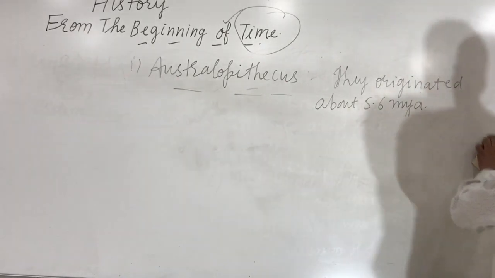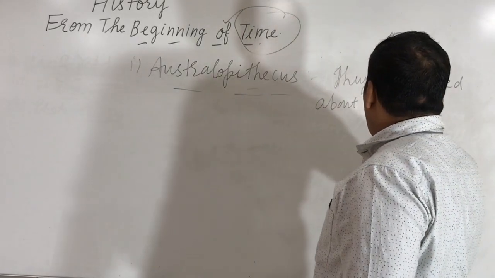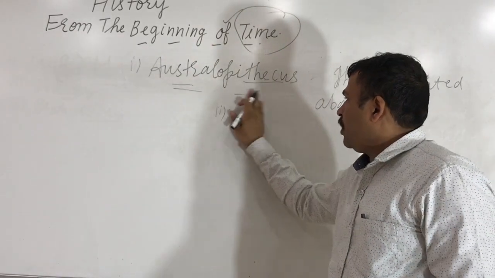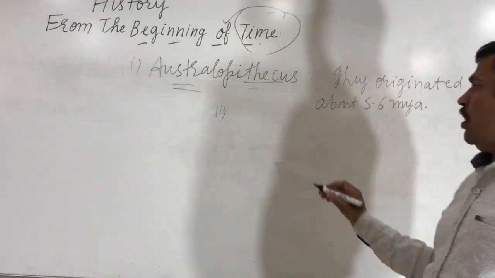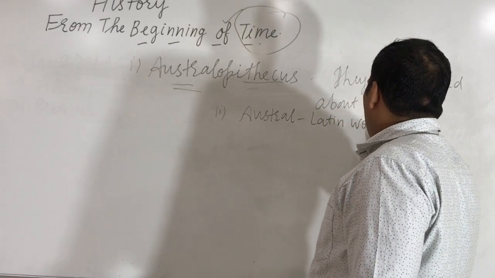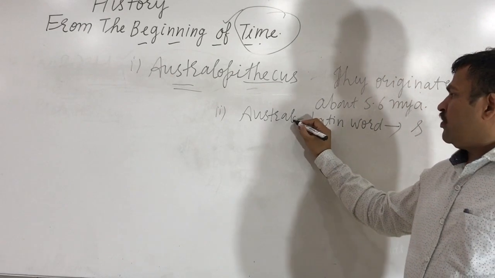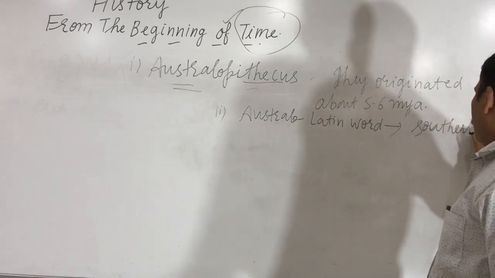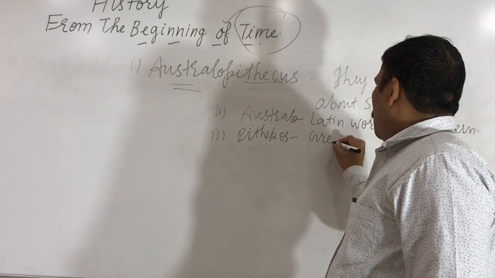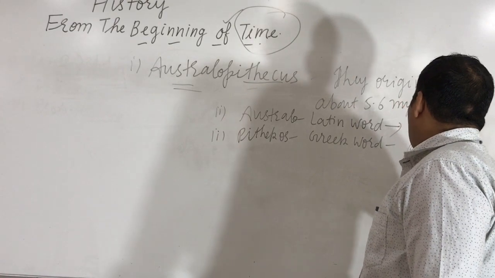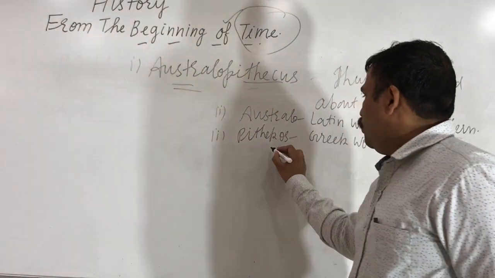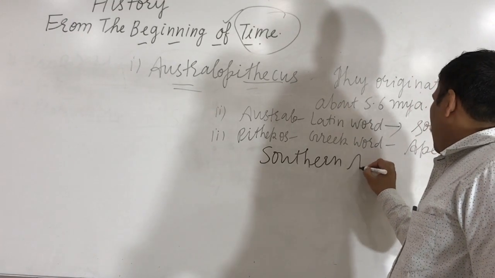Now we will discuss the features of Australopithecus. They originated about 5.6 million years ago, and the name Australopithecus has been taken from two words, austral and pithecus. Austral is a Latin word which means southern. Second is pithecos, a Greek word, and it means ape. If you join these words, it is known as southern ape.